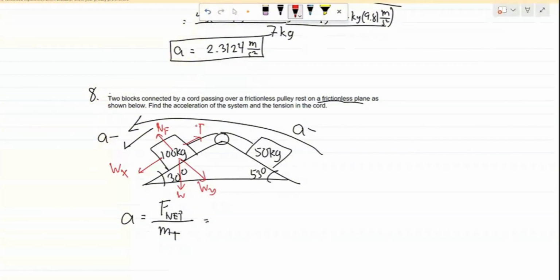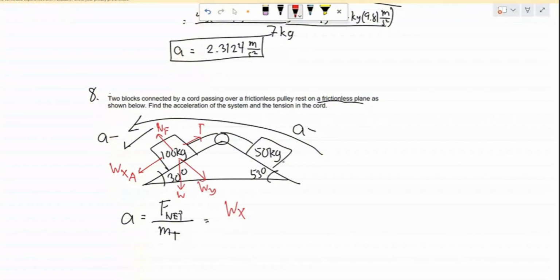Pero sabi nga dito guys, wala po tayong friction. So, therefore, the only force na tutulong sa ating object para gumalaw is W sub X. Okay, ito ay para kay, sabihin kong block A. Okay, sir, sino po ang co-controller sa kanya? Of course, yung 50 kilograms.